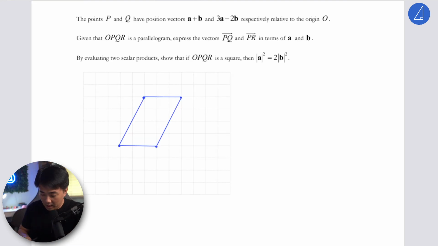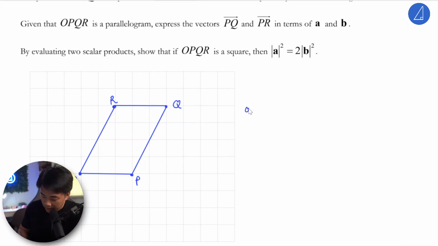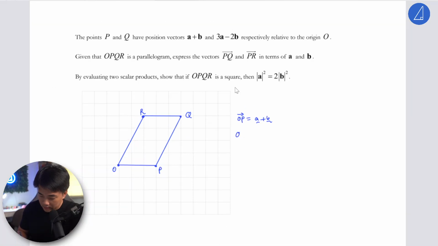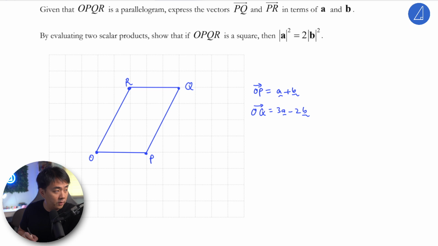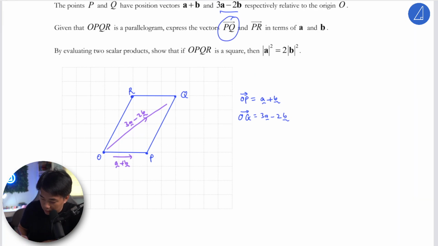All right. From here we have O, P, Q, and R. So we are told that OP is a + b, OQ is 3a − 2b. I think finding PQ shouldn't be an issue. The way to think about it is just final minus initial. So it's OQ minus OP.